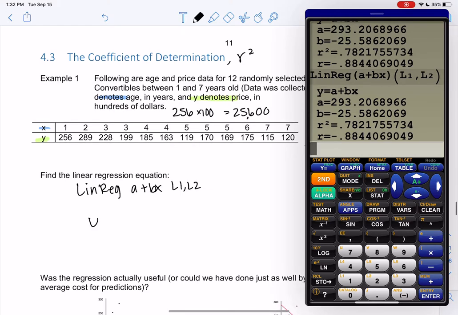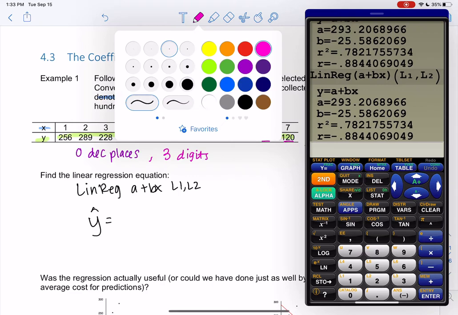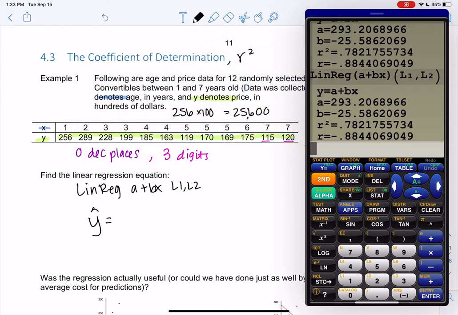So let's just round at the same time. So let's look at our y values to figure out rounding. So my y values currently have 0 decimal places because there's nothing after the decimal, and they have 3 digits. So that means we need one more of everything. So my y-intercept needs one more decimal place, so 293.2. Instead of 0, we add 1, and so we need 1 decimal place.